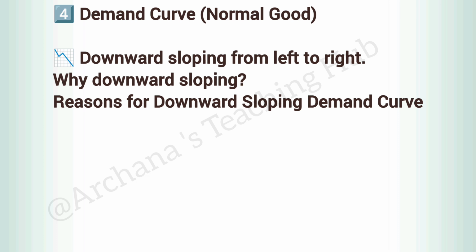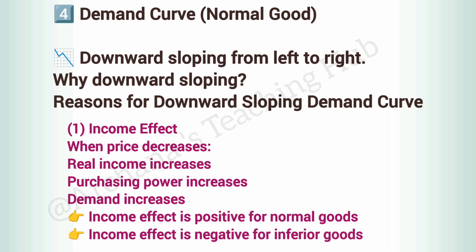First, income effect. When price decreases, real income increases. Purchasing power increases, demand increases. Income effect is positive for normal goods. Income effect is negative for inferior goods.